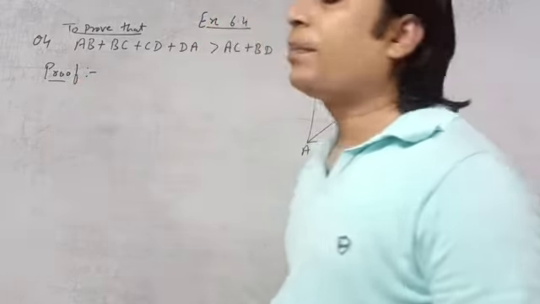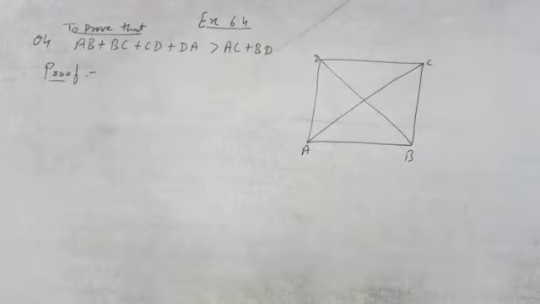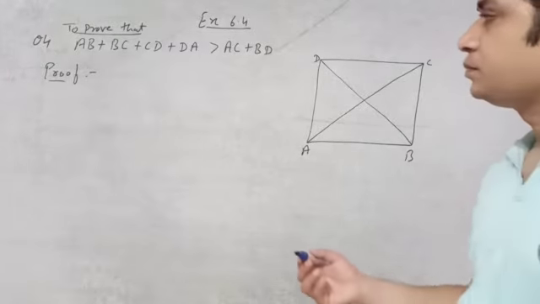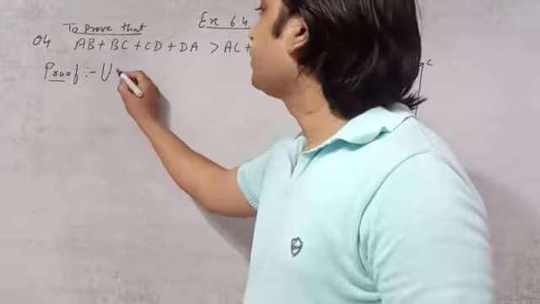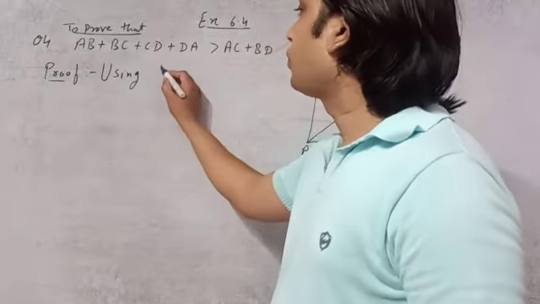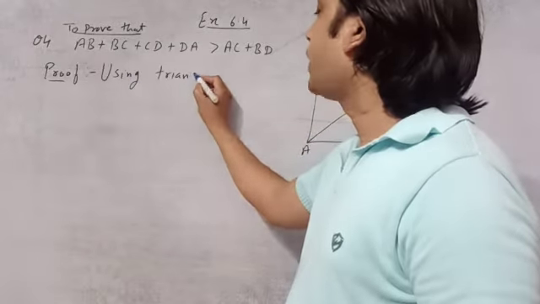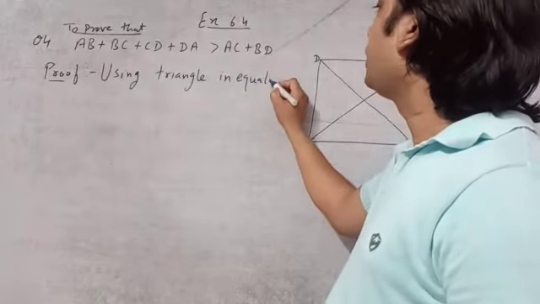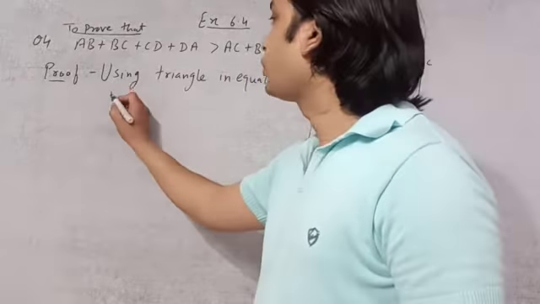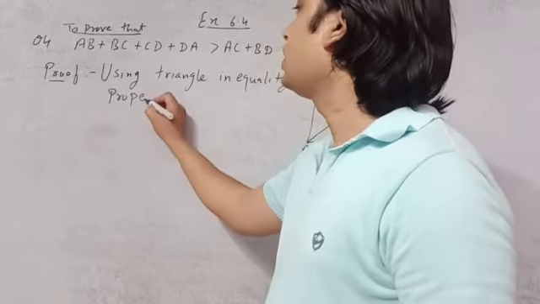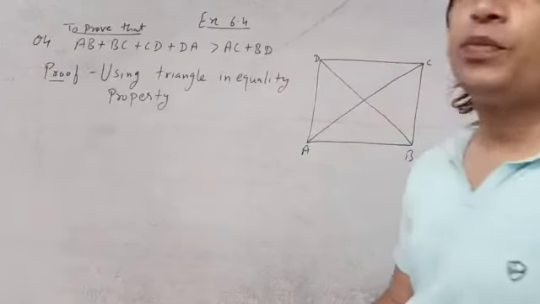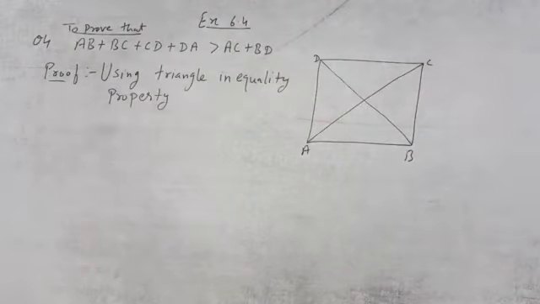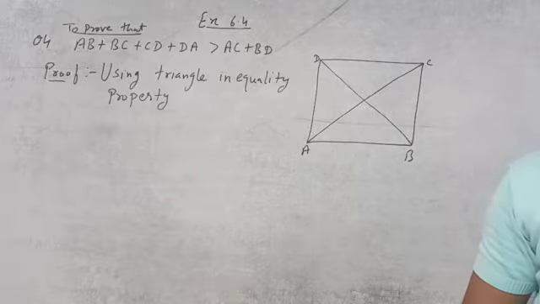So what we will do? We will apply the triangle inequality property. So what is the inequality property? When we are adding two sides of a triangle, it is always greater than the third side.